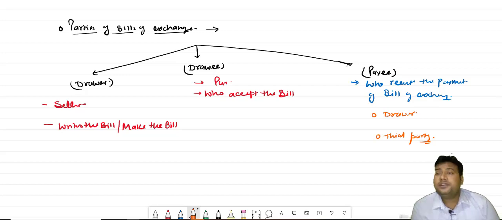But if the drawer transfers the bill to a third party, now here is the question: why would the drawer transfer the bill to a third party? Suppose the drawer needs immediate money, cannot wait for 2 months, and needs the money urgently. So what will the drawer do?